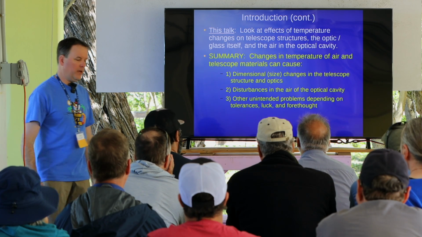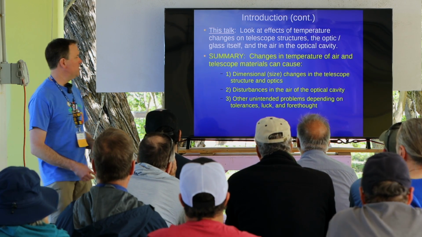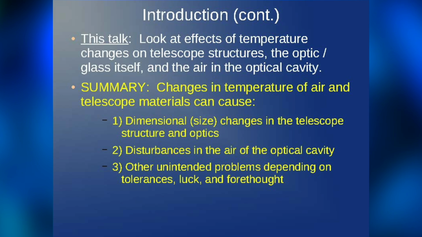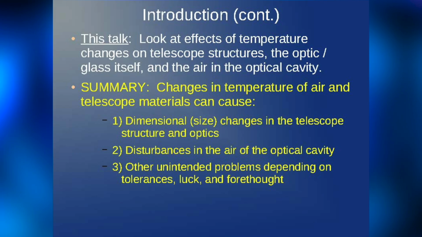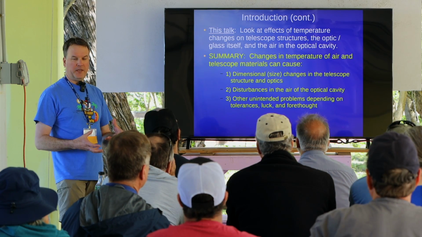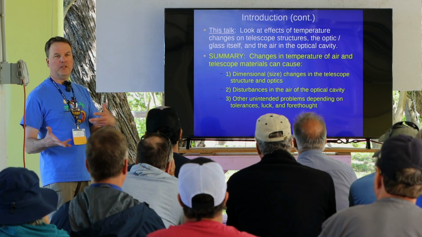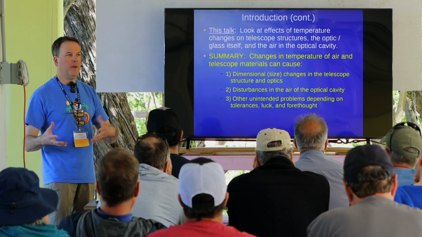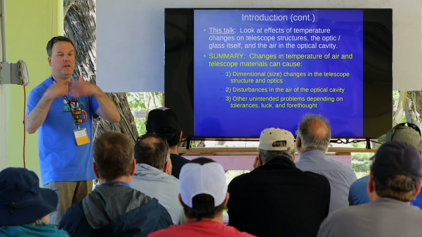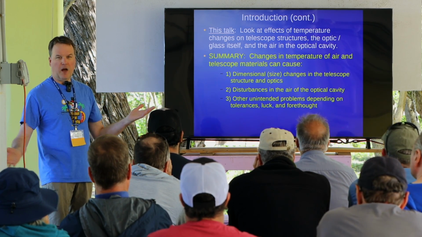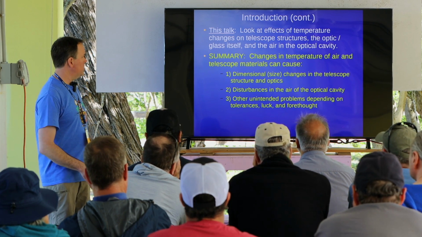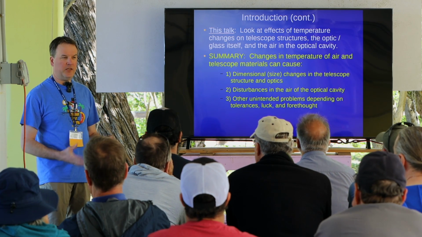In this talk, we're going to look at the effects of temperature change on structures and the glass, and within the optical cavity itself, the space of air that the light is traveling through to get to the optics. Typically a mirror is cooling down and a telescope is cooling over the course of a night, so that's what I'm going to talk about: cooling effects. There are heating effects, but they tend to be the opposite, and when that happens, we kind of don't care at that point. So the telescope dimension changes.